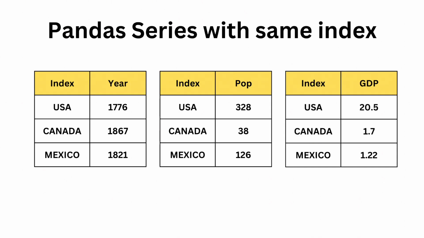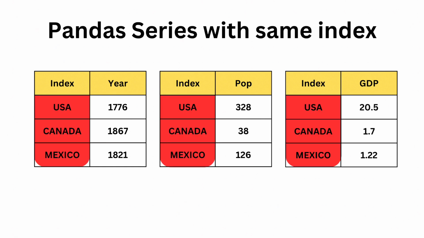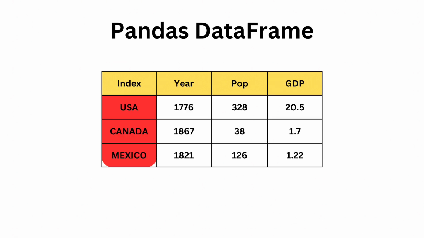Now here we have an example of multiple series that are actually sharing the same index. You'll notice that each of these individual 3 series actually has the same index: USA, Canada, Mexico, and so on. And so what we can do is combine these 3 series that share the same index into a single DataFrame with the same index, just with multiple columns. And so that's all a DataFrame is.